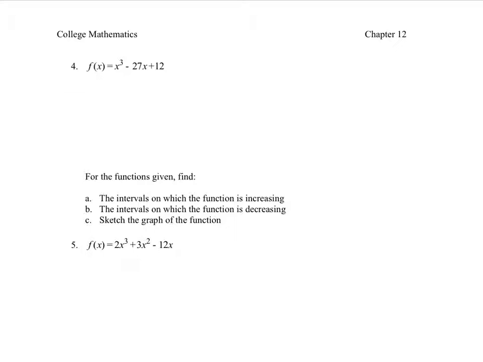Now I have x cubed minus 27x plus 12. And we're going to do the same thing that we just did. We want to be able to give where it is increasing, where it is decreasing, and then do we have any extrema? And are they going to be local or are they going to be absolute?